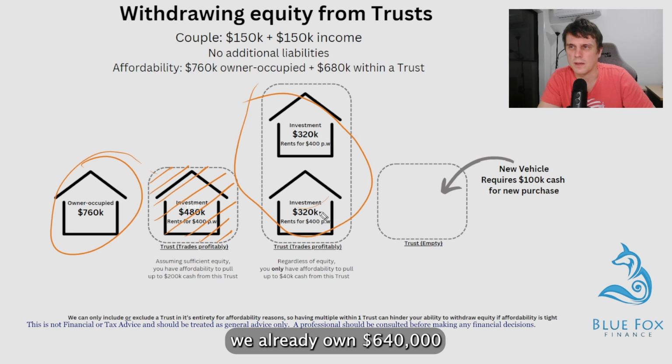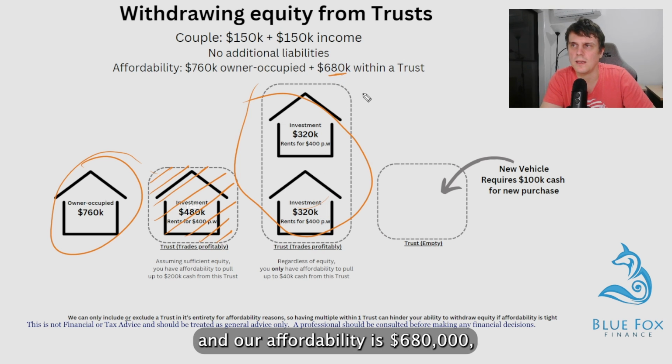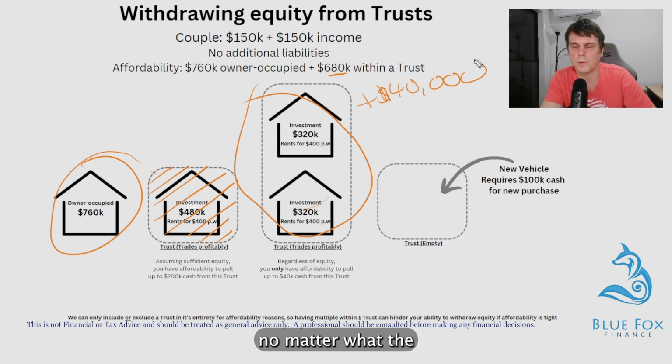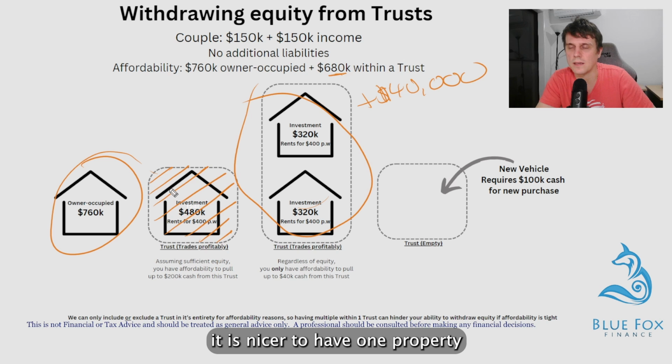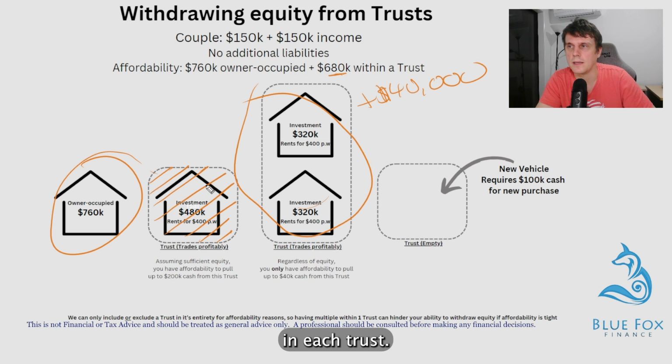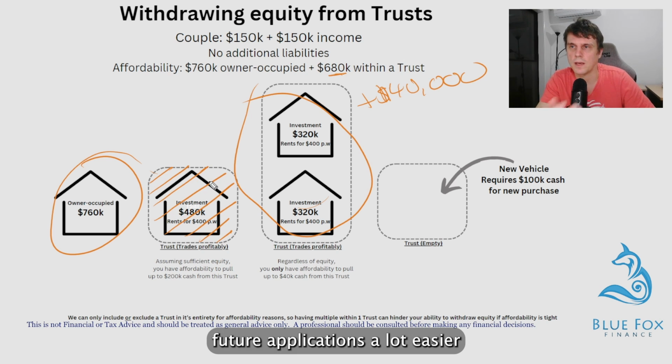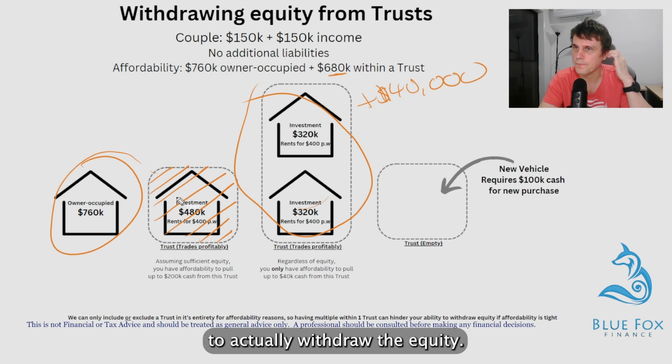Now, because we already owe $640,000 in this and our affordability is $680,000, we can only withdraw $40,000 equity no matter what the property values are. So for that reason, unless your affordability is very comfortable, it is nicer to have one property in each trust. It makes the future applications a lot easier and a lot easier to actually withdraw the equity.